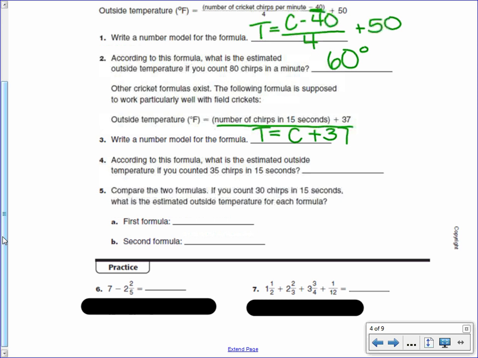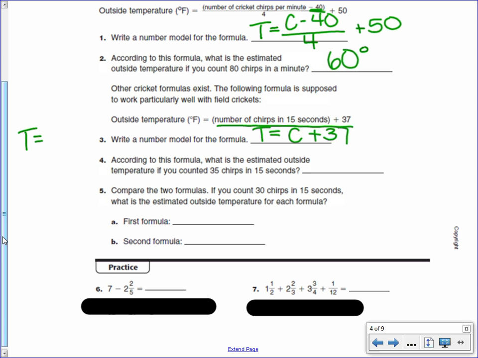So now they want to know, according to this formula, what is the estimated outside temperature if you counted 35 chirps? Okay, so let's look at our equation. Do we know what T is? No, that's what we want to figure out, right? We don't know the temperature. We want to know it.